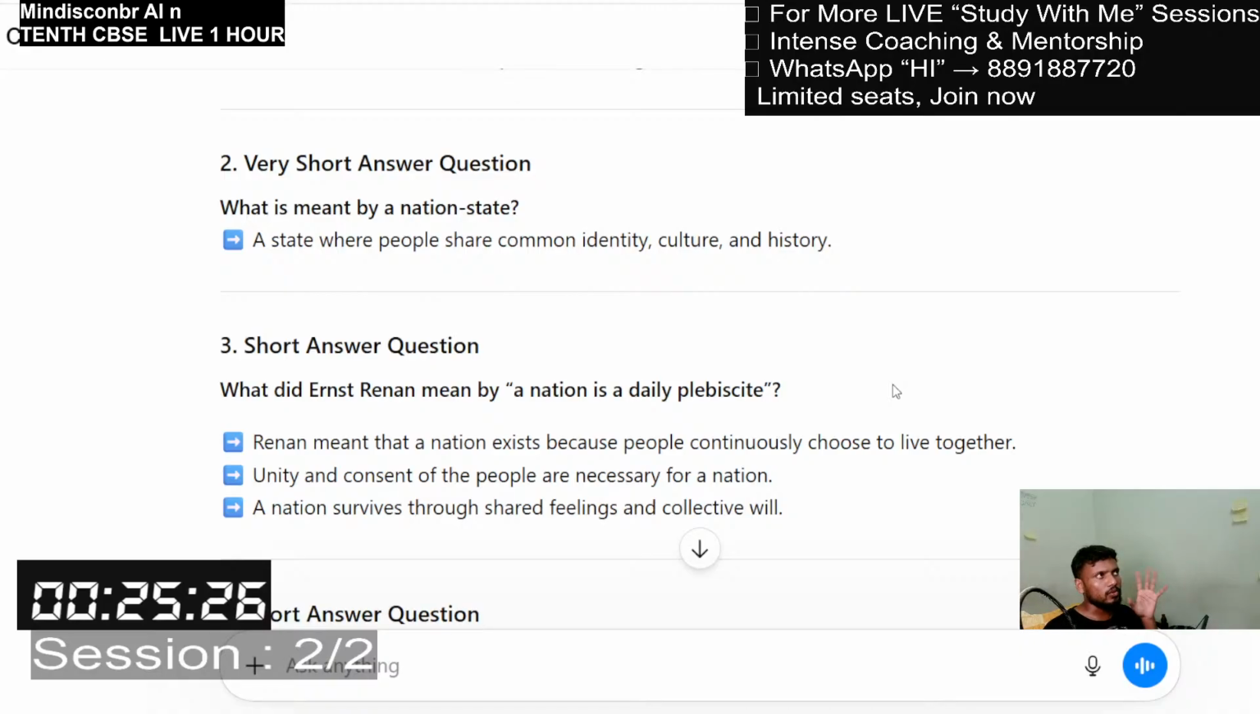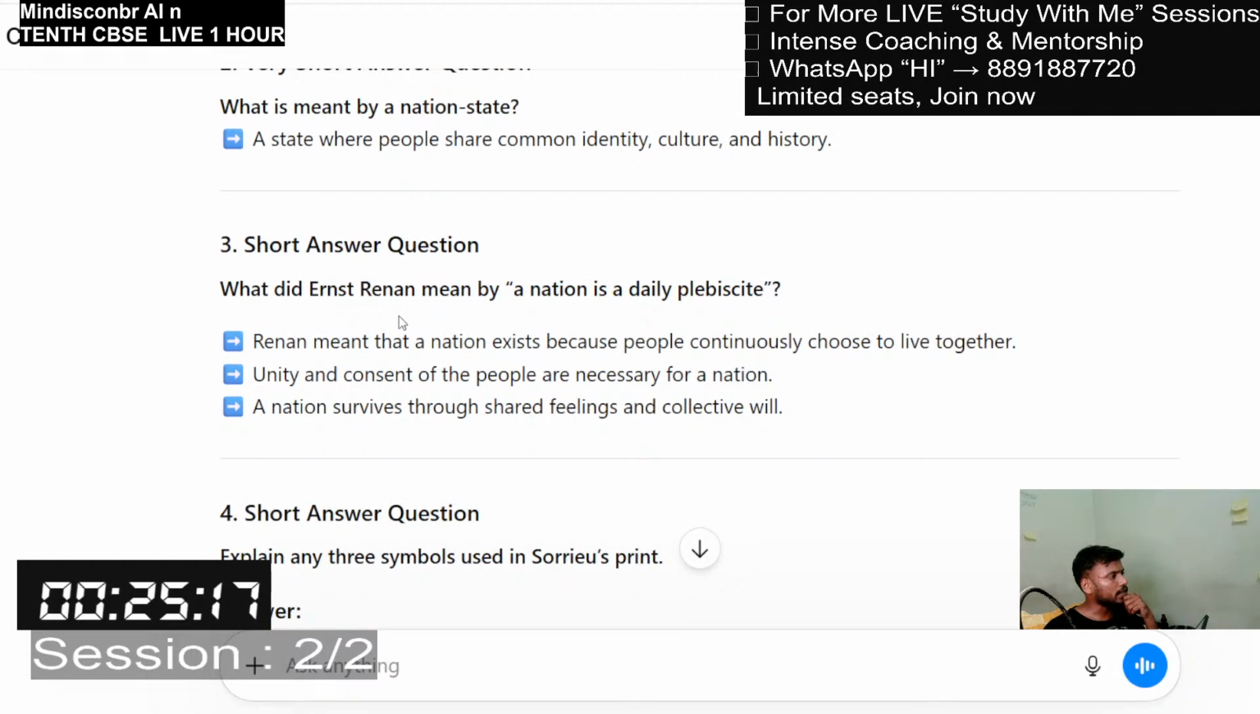What is meant by a nation state? Where people share common identity, culture, and history. What did Ernest Renan mean by a nation is a daily plebiscite? Daily plebiscite means the people living in that country should have the right to vote or take a decision about a particular matter. Renan means that a nation exists because people continuously choose to live together. Unity and consent of the people are necessary for a nation. A nation survives through shared feelings and collective will.